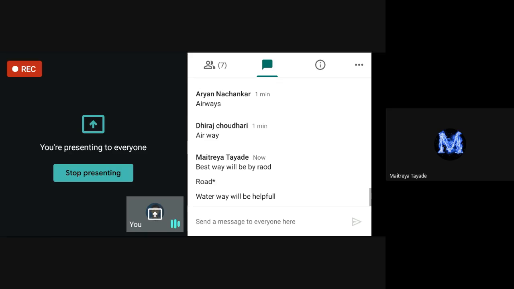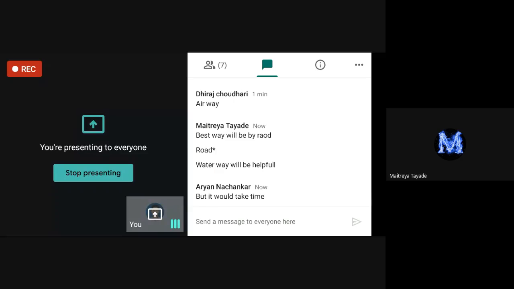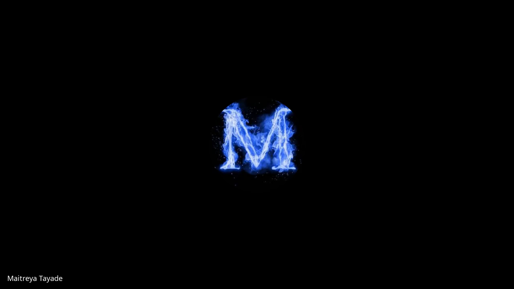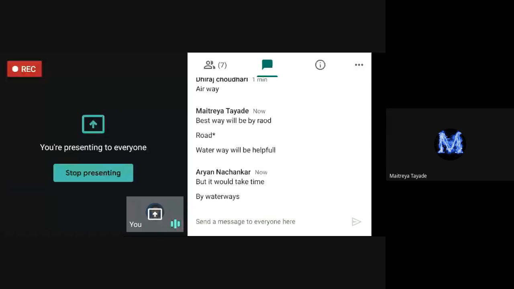Yes, waterways will be helpful because airways is very expensive. Even if you use a cargo plane for that purpose, it is still expensive. No, it is possible by airways also, but it is cheaper to use waterways because the capacity of the ship is very high. And it can go to the Arab countries easily. Yes, it would take time, but today's ships are somewhat fast. They can reach the Arab countries within a few days.